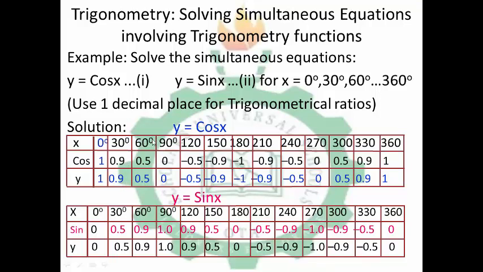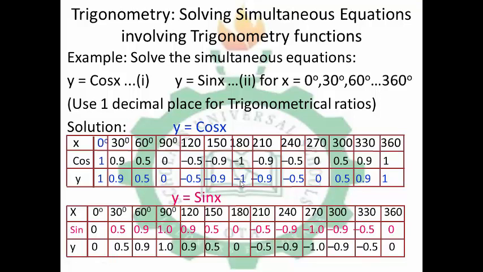Cos 60 degrees is 0.5, therefore y equals 0.5. Cos 90 is 0, therefore y equals 0. Cos 120 degrees is minus 0.5, therefore y equals minus 0.5. And so on till we get to 360 degrees. In fact, cos 180 degrees here is minus 1, and y is also equal to minus 1.